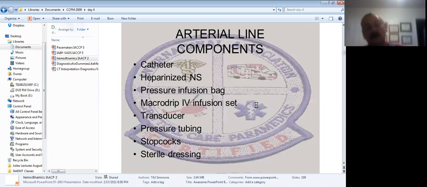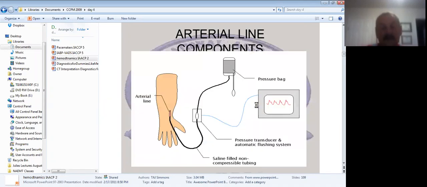So some of the components of an art line: a catheter, pressurized infusion bag, heparinized normal saline, a macro IV infusion set, a transducer cable, pressure tubing, stopcocks, and a sterile dressing. So remember, an art line is the high pressure side as opposed to the venous side, which we're normally used to cannulating.